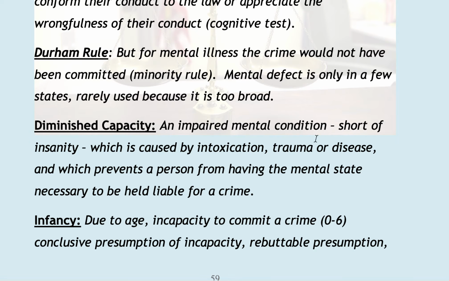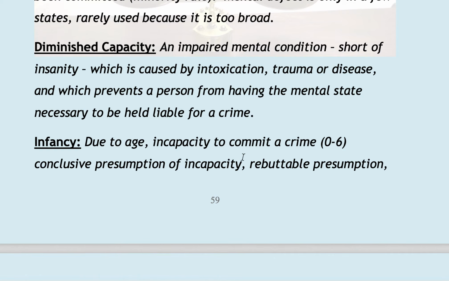Durham rule: but for mental illness, the crime would not have been committed. It's a minority rule, only in a few states. I think New Hampshire was one of them, and it's rarely used because it's too broad. Diminished capacity is an impaired mental condition short of insanity, which is caused by intoxication, trauma, or disease, and prevents a person from having the mental state necessary to be held liable for the crime.